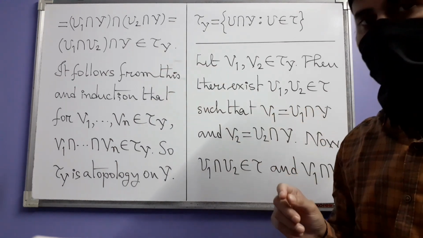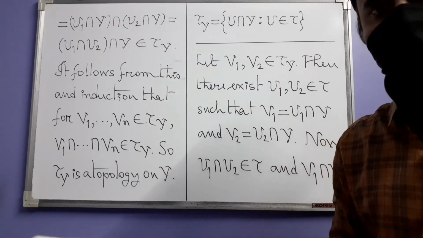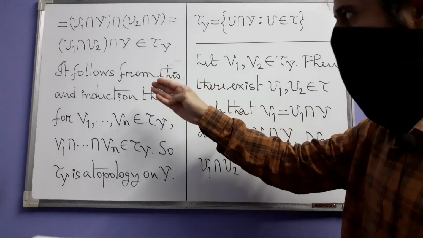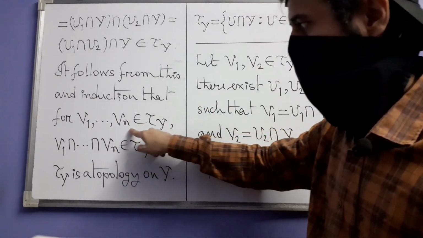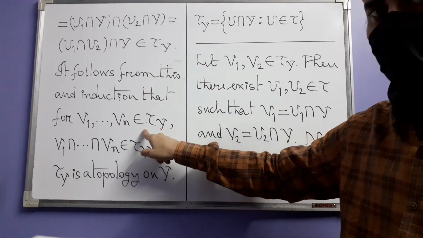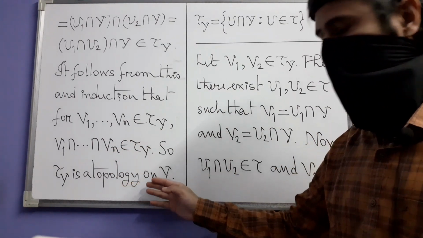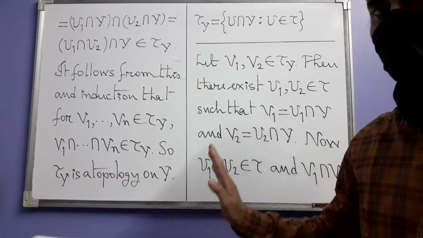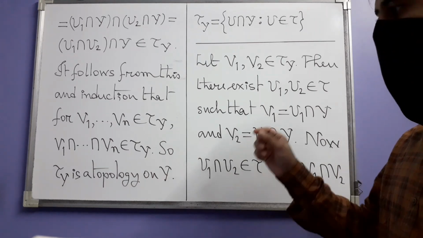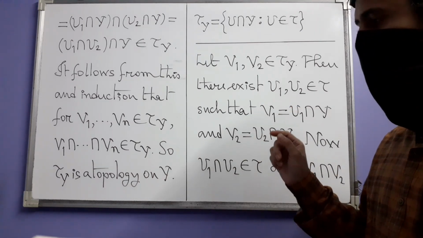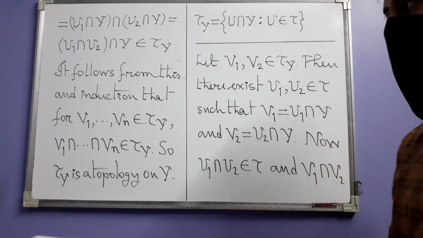So we have proved that the intersection of any two elements in tau y is again an element in tau y. Using this fact and induction, which is a very simple thing, you can then prove that for any finite number of elements in tau y, their intersection is also in tau y. And that is why now we can finally say that yes, tau y really is a topology on y, and this is called the subspace topology on y. It is the subspace topology that has been inherited from the original topology tau, which is a topology on x.